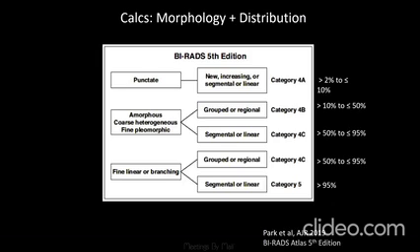Then when we combine the morphology with the distribution, BI-RADS 5th edition shows us that we can really break down the level of suspicion even a bit more.